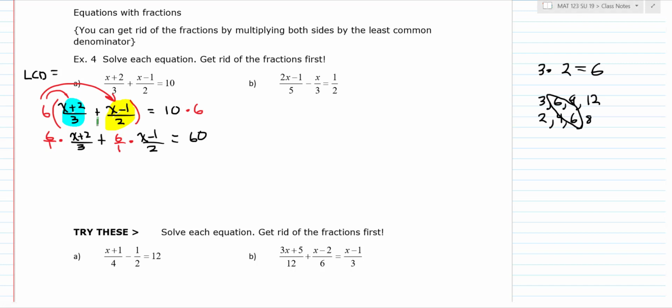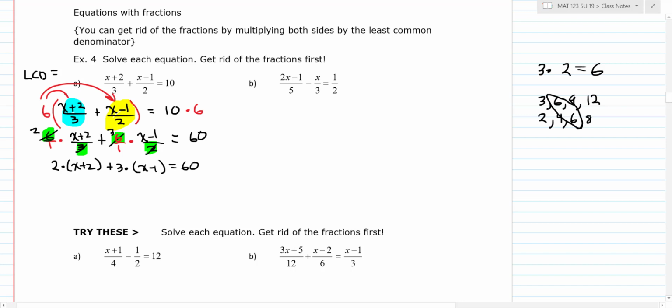Now, what you want to do is reduce. You don't want to multiply the 6 by x plus 2. You want to reduce these fractions. That's the whole point of what we're doing. 6 divided by 3 is 2. Now write this as 2 times x plus 2. We got rid of the fraction. And same thing here. 6 divided by 2 is 3. So now we're left with plus 3 times x minus 1 equals 60. That's the whole key to the problem.